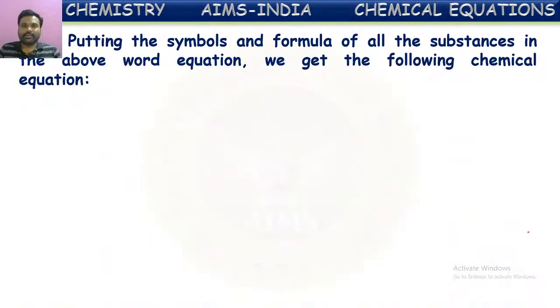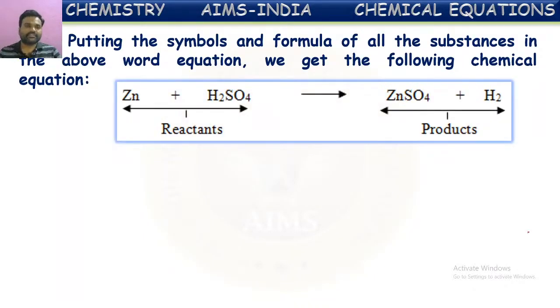Putting the symbols and formulae of all the substances in the above word equation, we get the following chemical equation. In the place of writing zinc, we have used the symbol of zinc, Zn, and for sulfuric acid, in the place of the name, we have used its formula H2SO4, and the products formed are ZnSO4, where zinc sulfate is replaced with ZnSO4, and hydrogen gas is replaced with its symbol H2. So this is called a chemical equation.